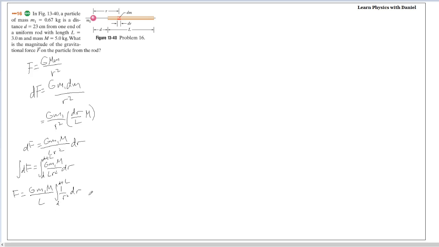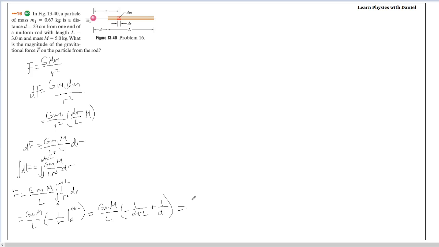So we use our power rule. We rewrite this as r to the negative 2. So we take our integral and find that it is negative 1 over r from d to d plus L. All right. And then this expression means that we can get G M over L times negative 1 over d plus L. Normally it would be a minus, but because of the negative, it's now plus 1 over d.